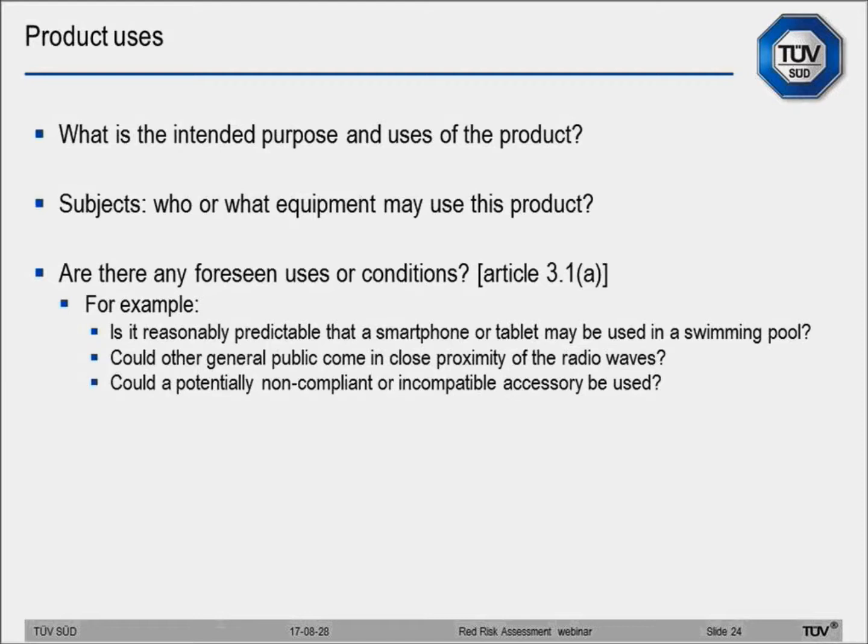Being clear about the intended use of radio equipment is critical because unless the configurations, functions or uses of a product are fully understood, it would not be possible to demonstrate compliance for all of these aspects of the product.